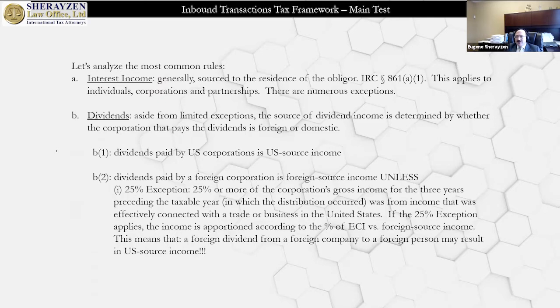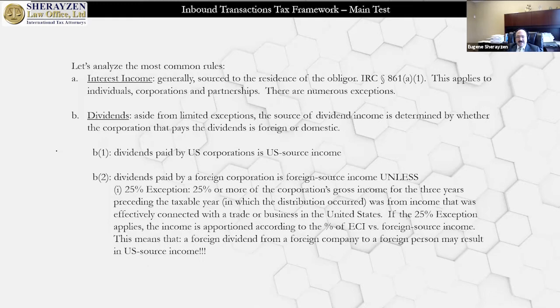Now, the interesting thing is that it may lead to some very unusual situations. For example, if a US person resides in France, and this US person is an obligor, and the obligee, a French person, resides in the United States, and the US person pays interest on his obligation, on the loan, then this interest would be classified as foreign source income, more precisely French source income, even though it's a US person who is paying it. Again, the residence of the obligor, not the nationality.